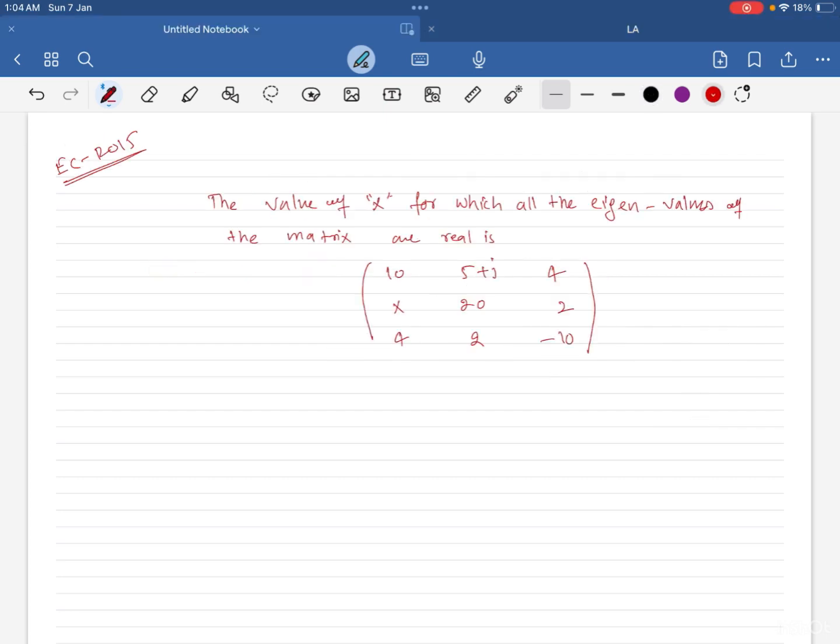Okay, so this question is from EC 2015 and the value of x for which the eigenvalues of this matrix are real. So there is the x, and you see all the diagonal elements are real numbers and this one. So I think it's a Hermitian matrix, and a Hermitian matrix is a square matrix.